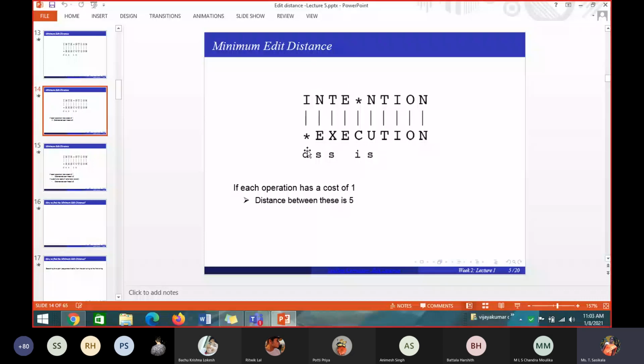If I simply say delete, you may not know what it means. Delete means the letter is present in the original word but not present in the final word. Insertion means the letter is not present in the original word but will be present in the output string, so I have to insert it. Substitution means one letter of the input string is replaced by another letter of the output string.